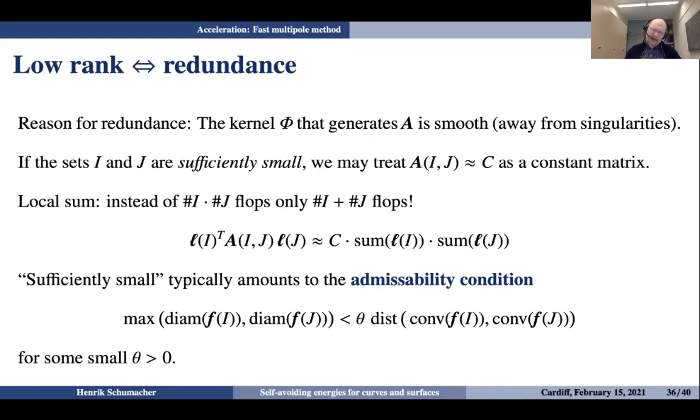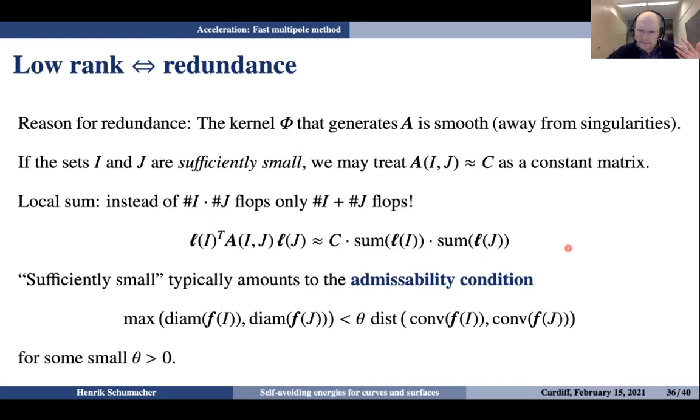And the reason for that is that this matrix is generated by a kernel function, and this kernel function is rather smooth. So if you have 2 portions of the curve that are relatively small, then you can say, oh, the corresponding matrix block is almost constant. And then you can do this summation over all entries by just taking this constant and multiplying with the sum of the weight vectors. Otherwise this would take you a number of flops equal to the number of entries of the matrix. If the matrix is an n times n matrix, that takes you n times n flops, while this takes you only n plus n flops. And for large n, this is really much better.